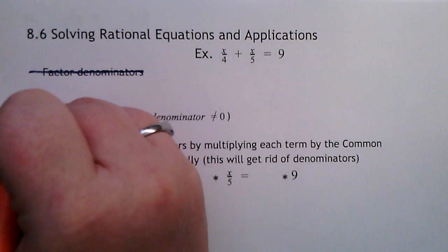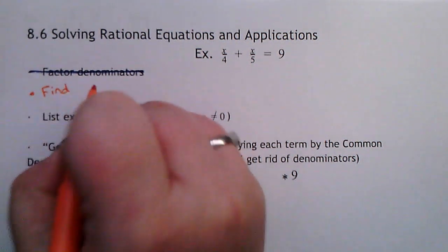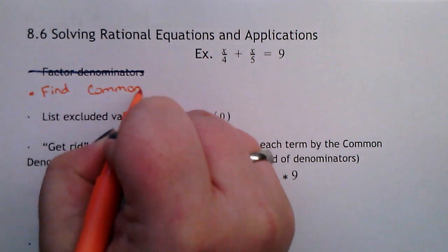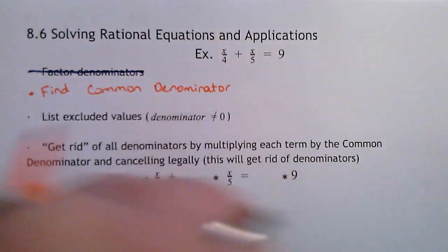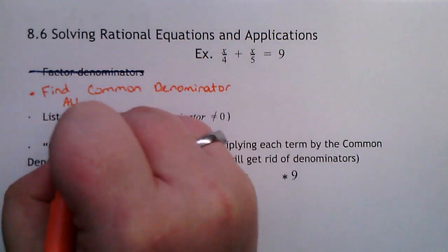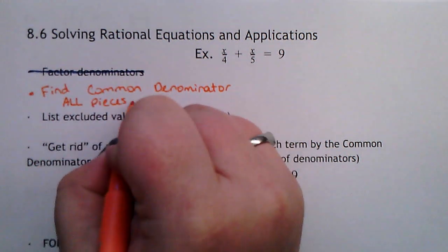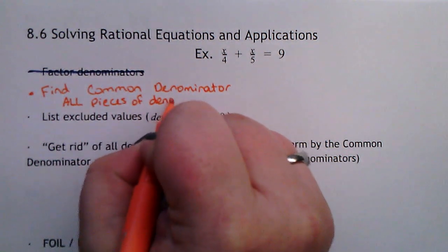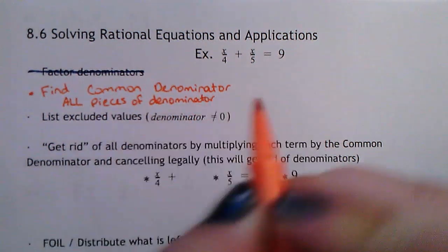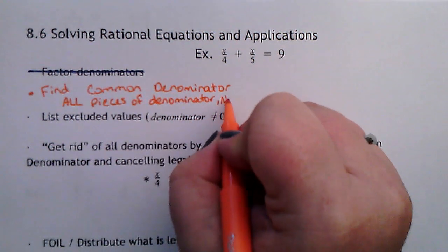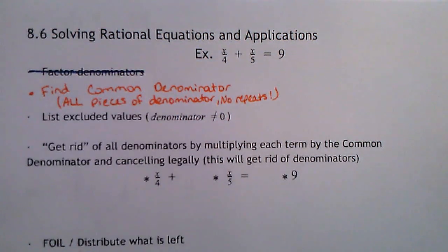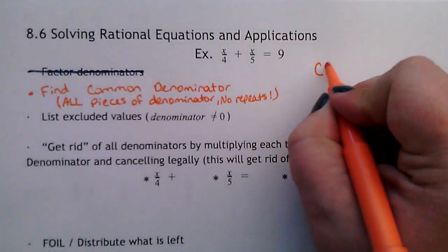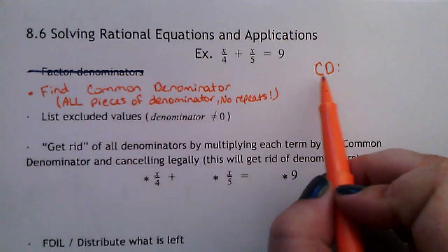So the first thing we actually need to do is find the common denominator. So the common denominator is all the pieces of the denominator with no repeats, which doesn't matter in this problem, but I'll show you what I mean. So all pieces of the denominator with no repeats. So let's look at what our common denominator is. So common denominator, CD. Okay.